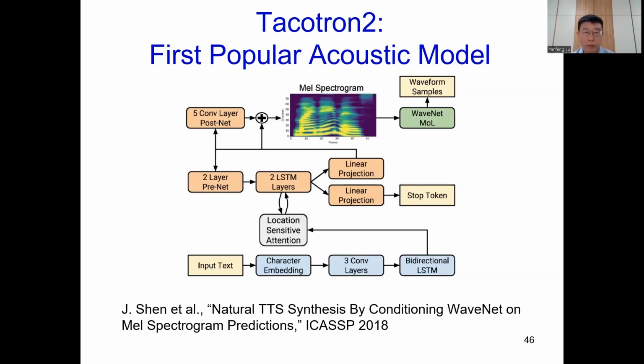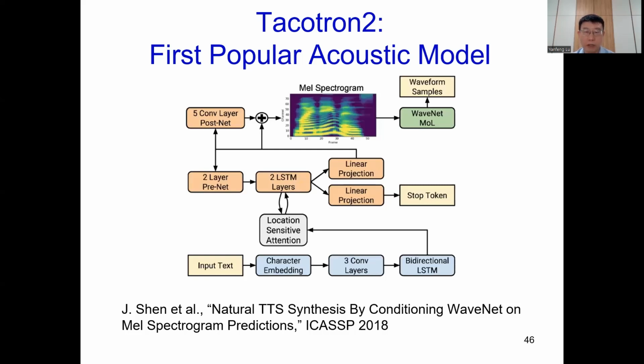So at the bottom of the diagram, the input text comes into the system and is encoded by the encoder. And then between the encoder and the decoder, there is the location sensitive attention. And after that, the intermediate vectors are processed by the decoder to generate the final Mel spectrogram. So that's the basic structure of Tacotron 2. It's a neural approach for acoustic modeling.